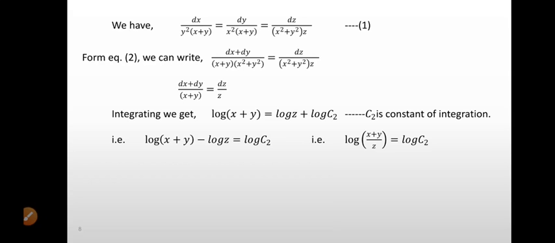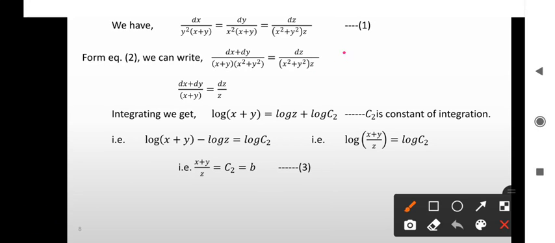Now we can easily integrate this to get the answer as log of x plus y equal to log z plus log c2. Now applying laws of logarithm, we get log of x plus y divided by z equal to log c2. Taking antilog, x plus y by z equal to c2 equal to some other constant b. So in this way, just by adding the two ratios and equating it to third ratio, we can have the solution. This method is not used in any of the previous examples of this topic.